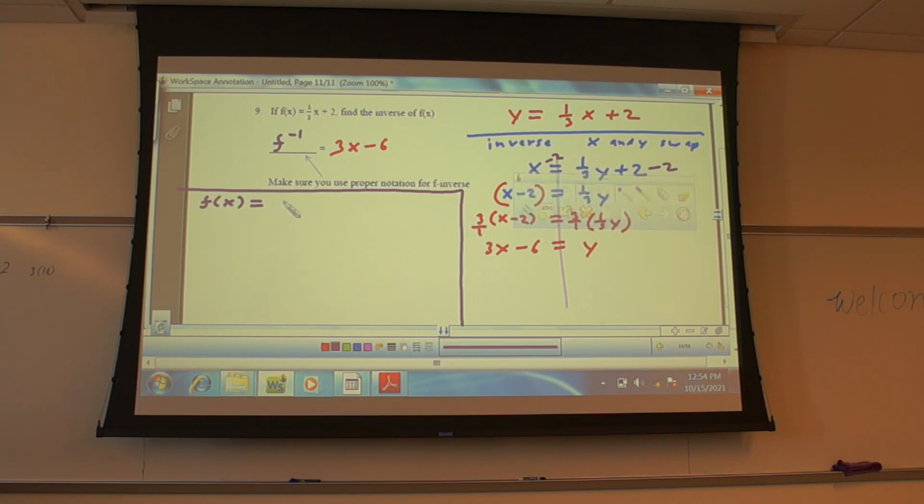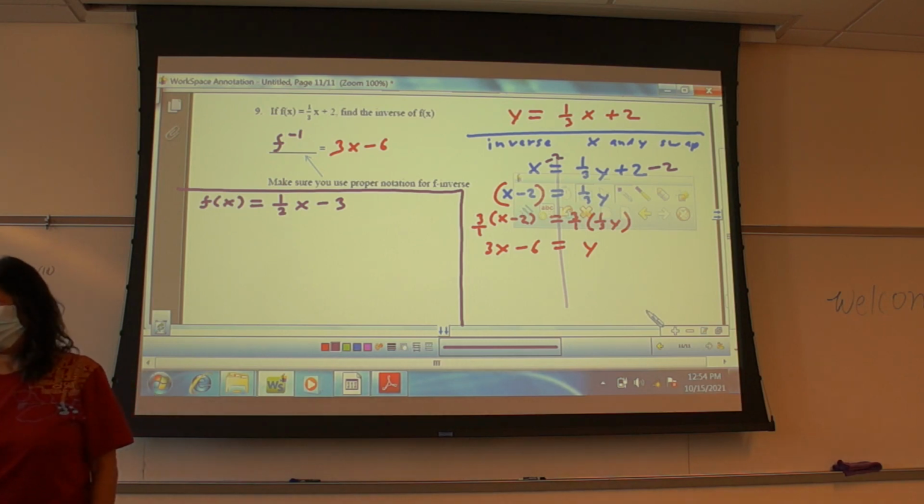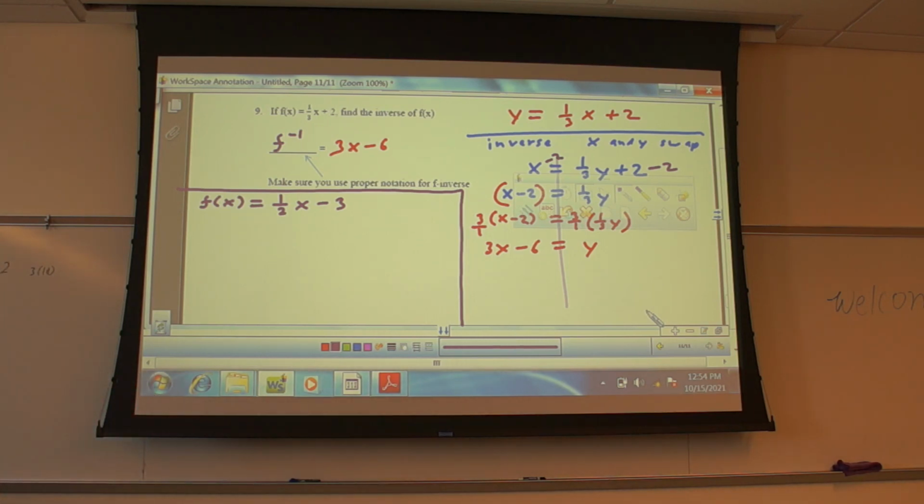So this is 3x minus 6. 1/2 x minus 3. How about that? Find the inverse of that one. Which one? The purple. Yep.